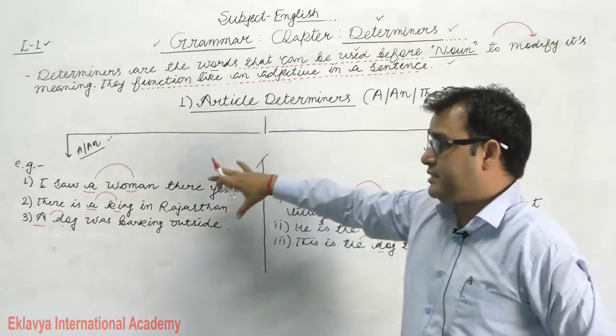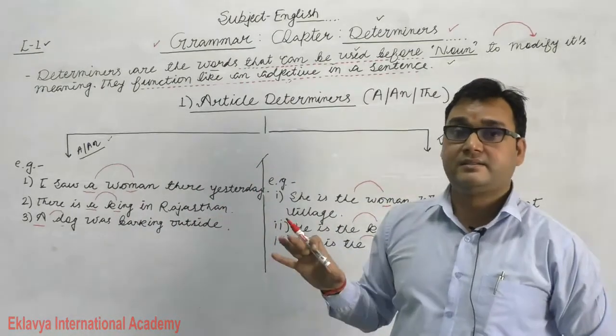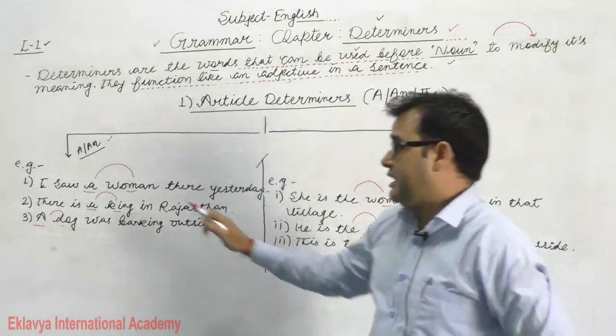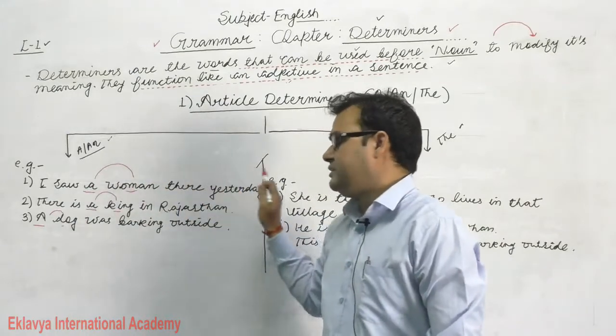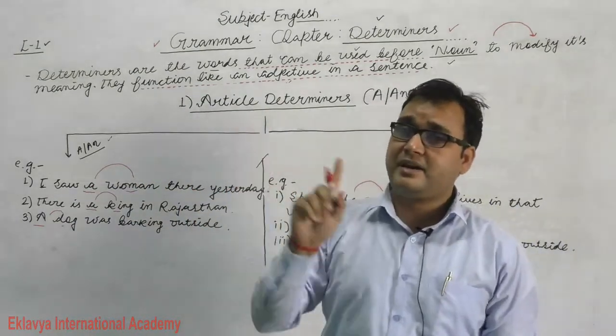But the definition there: an article that makes the position of a noun in a sentence indefinite is known as an indefinite article. I saw a woman there yesterday. कि कल मैंने वहाँ पर एक महिला को देखा था.